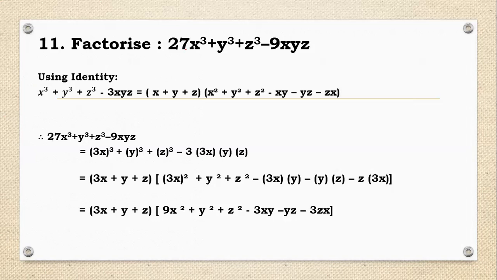Now next we have question number 11. We are supposed to factorize it. This is the important identity involved here: x cube plus y cube plus z cube minus 3xyz becomes the sum of all three terms within brackets, times x square plus y square plus z square minus xy minus yz minus zx. So here we have to rearrange all the values. The first term we have is (3x) whole to the power 3, then y power 3 and z power 3, minus 3 times the first value, second value and third value, as we have in the identity 3xyz.